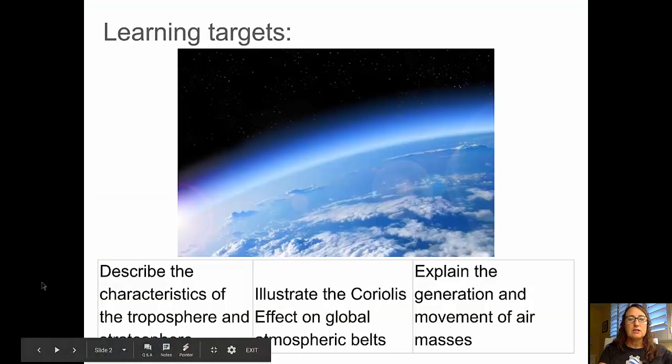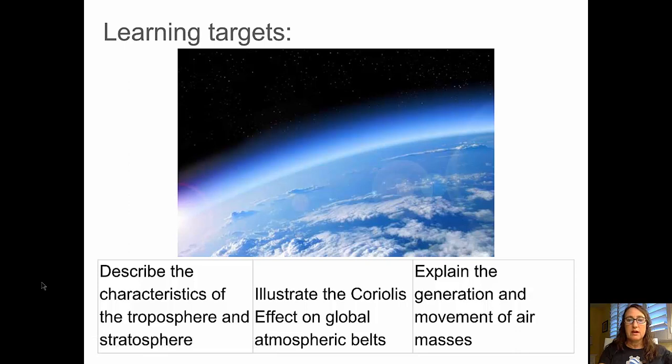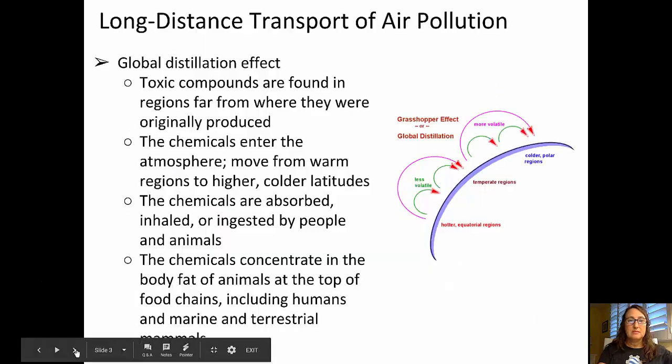The learning targets for this video will be to describe the characteristics of the troposphere and the stratosphere. We'll also touch on the mesosphere and the thermosphere, to illustrate the Coriolis effect on global atmospheric belts, and to explain the generation and movement of air masses.